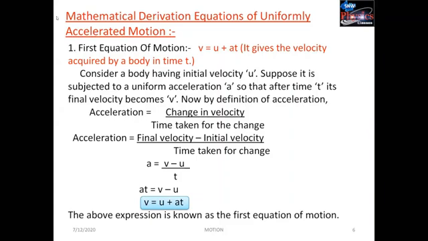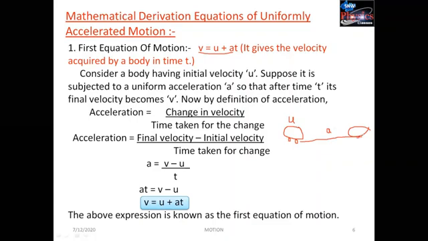So let's begin. Here we know that the first equation of motion is v equal to u plus at. It gives the velocity acquired by the body. Let us consider a body, let us consider a car, but here we can consider any object, a body having initial velocity u and it is subjected to uniform acceleration a, and finally its velocity becomes v after time t, the time taken to change its velocity.